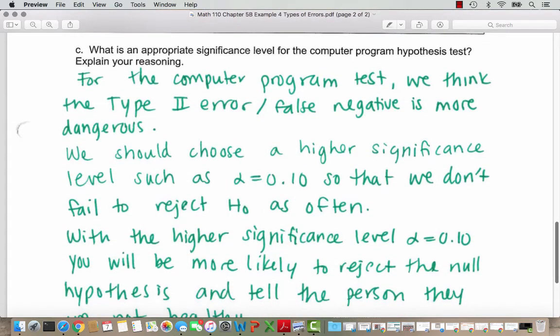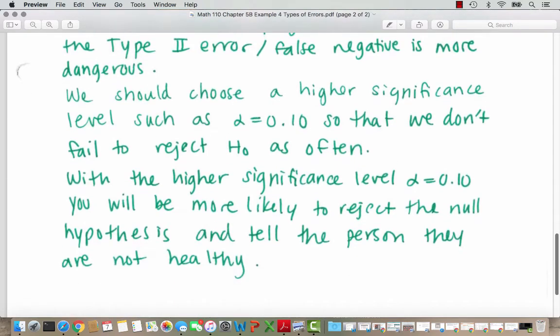So question C asks us, what is an appropriate significance level for the computer program hypothesis test? Explain your reasoning. For the computer program test, we think the type 2 error, the false negative, is more dangerous. We should choose a higher significance level, such as alpha equals 0.10, so that we don't fail to reject the null hypothesis as often. With the higher significance level, alpha equals 0.10, you will be more likely to reject the null hypothesis and tell the person they are not healthy.